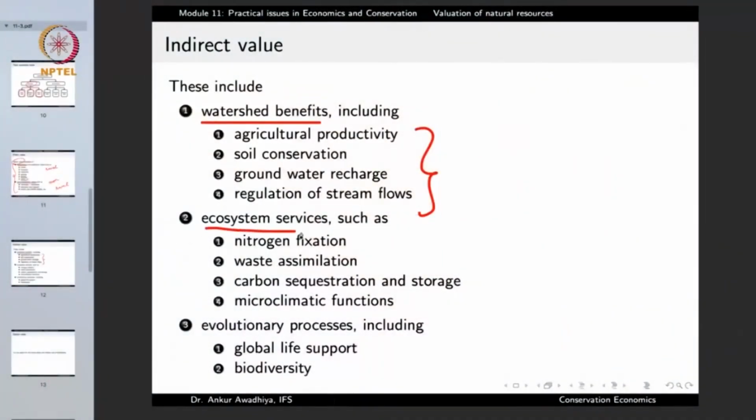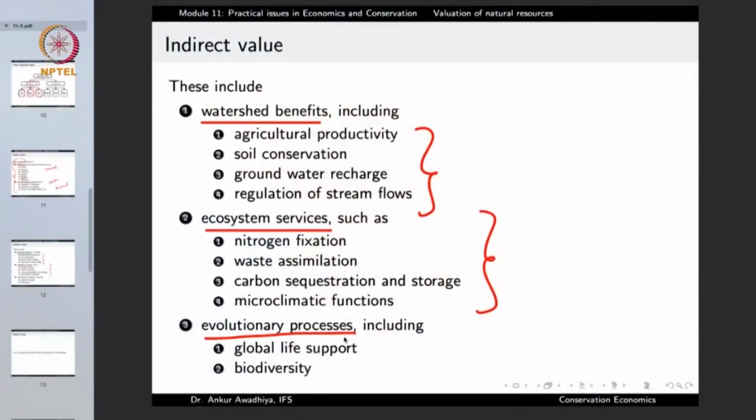It includes things like ecosystem services: nitrogen fixation, waste assimilation, carbon sequestration and storage, and microclimatic functions. All of these are also indirect values that people are deriving. Because of the presence of forest, the climate is kept much more moderate, and global warming is kept in check. The benefits of these things will be derived by everybody, but they will not say that this year I did not get a drought situation because of this forest. It just does not come to the mind, but it is still a value that people are deriving indirectly.